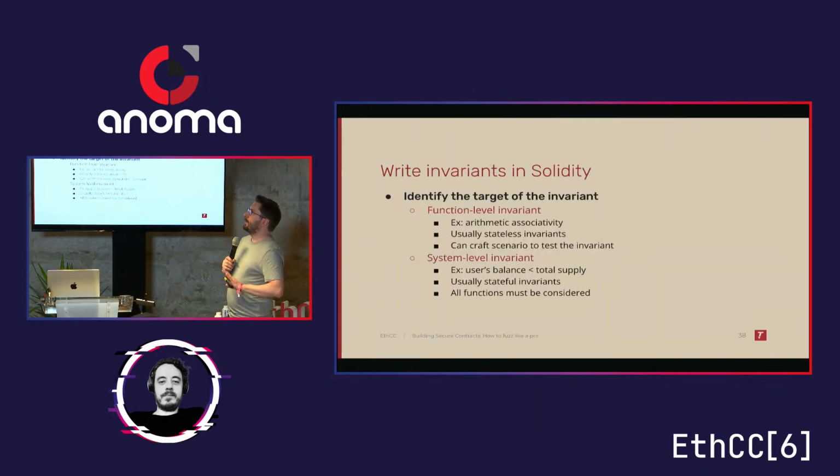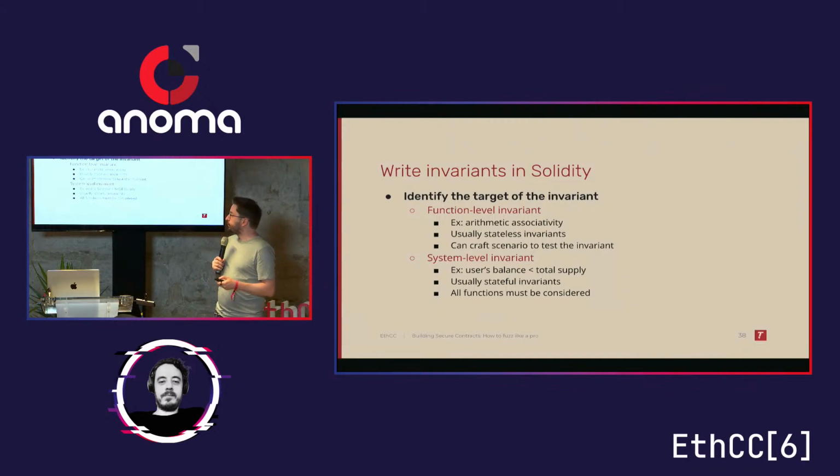There are basically two types of invariants. You are going to find function-level invariants or system-level invariants. Function invariants, as the name suggests, are going to rely on the behavior of an individual function. The arithmetic ones that we described, commutative and this type of thing, are usually function level. They can be stateless, not always, but usually they are stateless. Then you have the system-level invariants, the invariants that are going to be true across any function and any call. The total balance is one example of these system-level invariants.